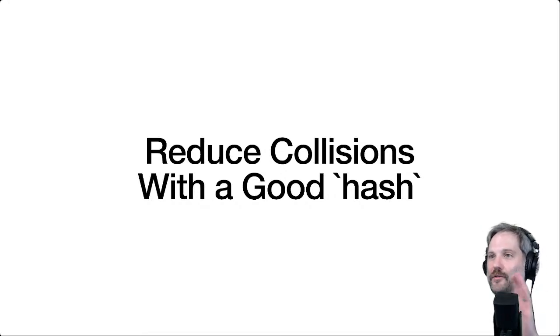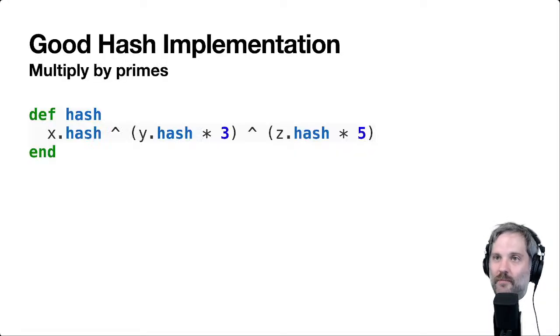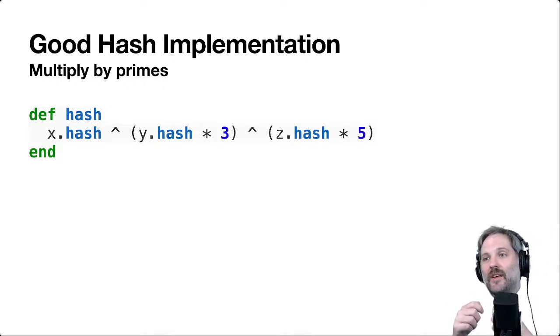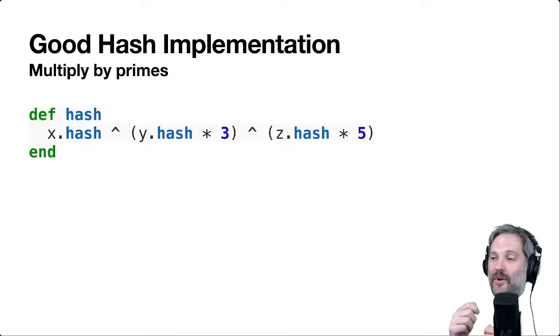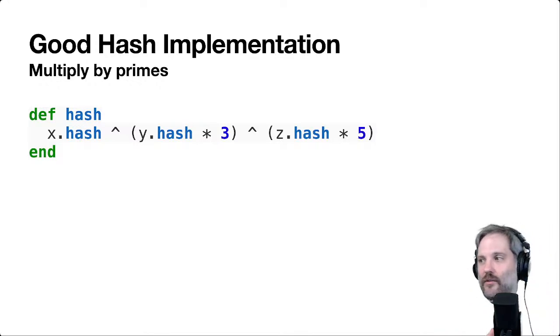Now, oh, hello, Ufuk. A good hash implementation will combine all the values that the object has stored as references. Ideally you would combine them with an XOR, and then you'd multiply each of the hashes by some prime number, and then this would give you a good distribution for the hash value that's returned.